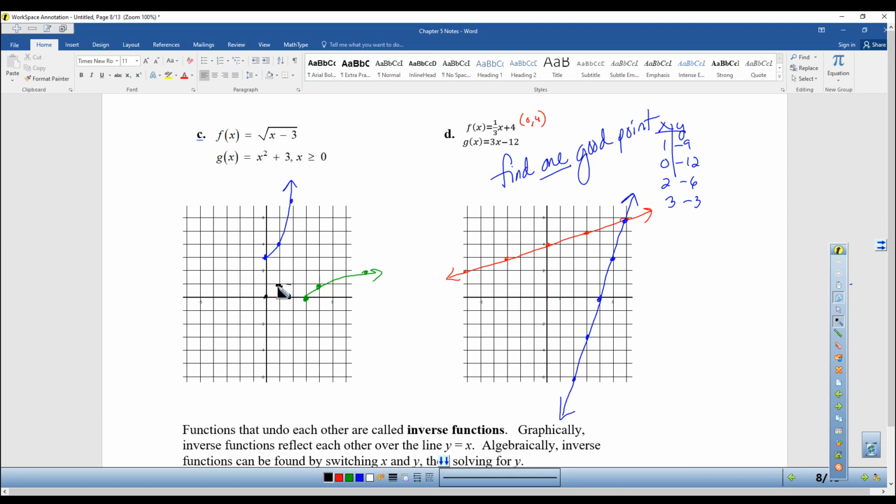Okay, so these two didn't touch, but they still reflect over the line. I'm so bad at drawing lines without making dots first. It helps me. Y is equal to x. And this one's way up there, but it still is symmetric around this line. Y is equal to x.